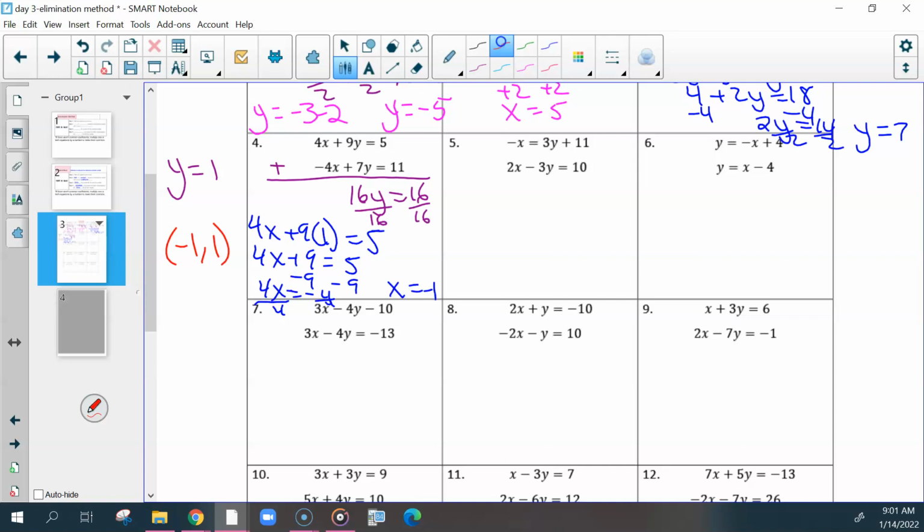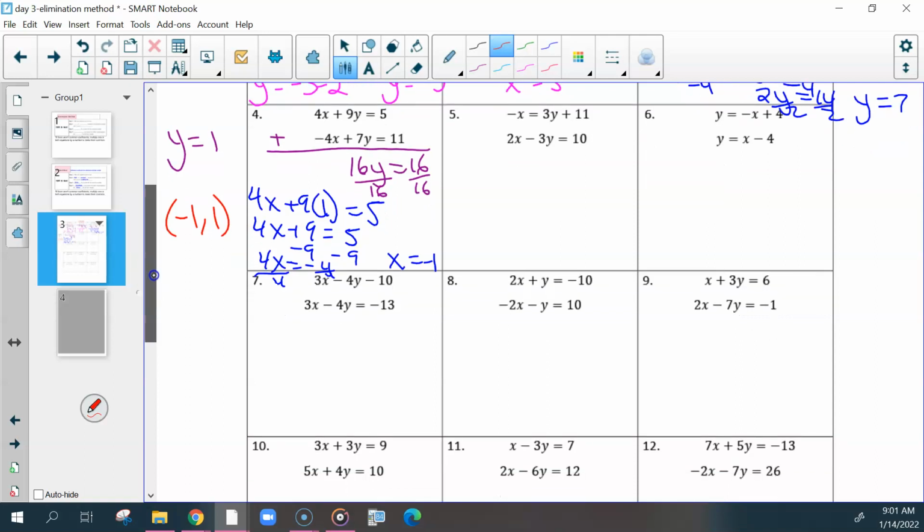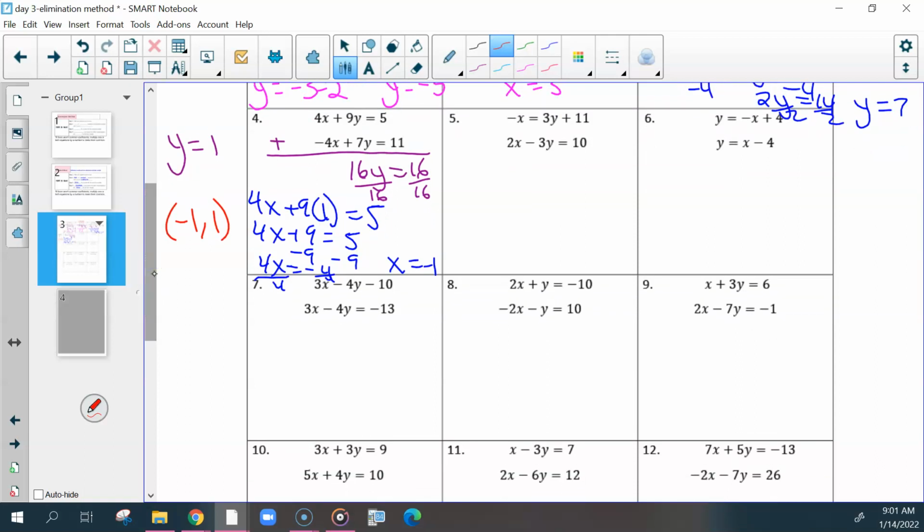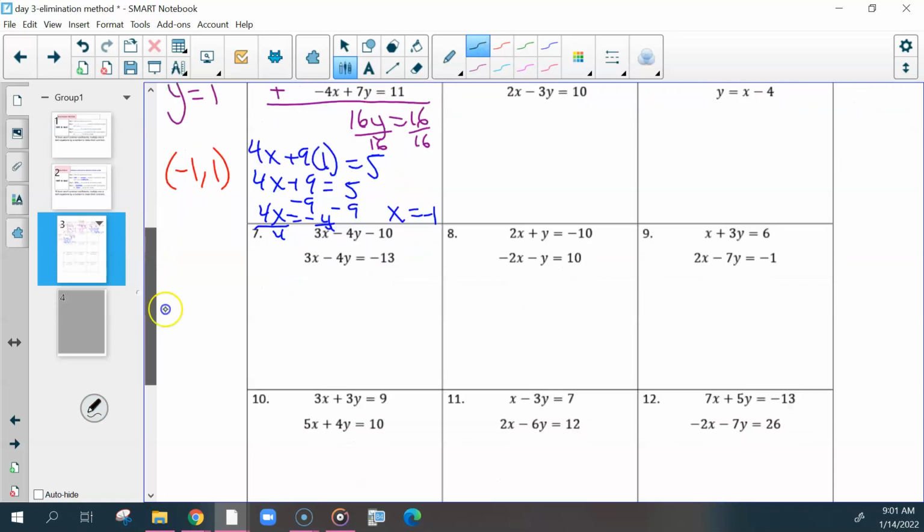When we do this next one, I think this is the one we're going to end up with some fractions. Sometimes that happens. On this page, I think there's at least 2 examples with fractions, and this is one of them. I'm going to do this below, so I have more space. Negative x equals 3y plus 11.